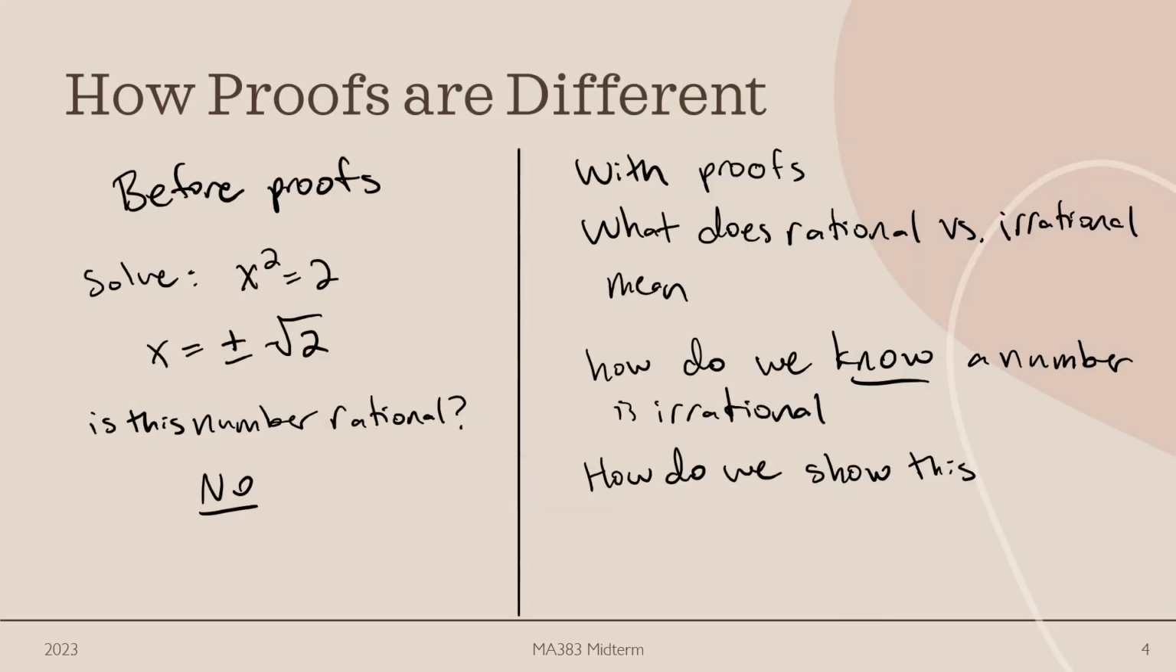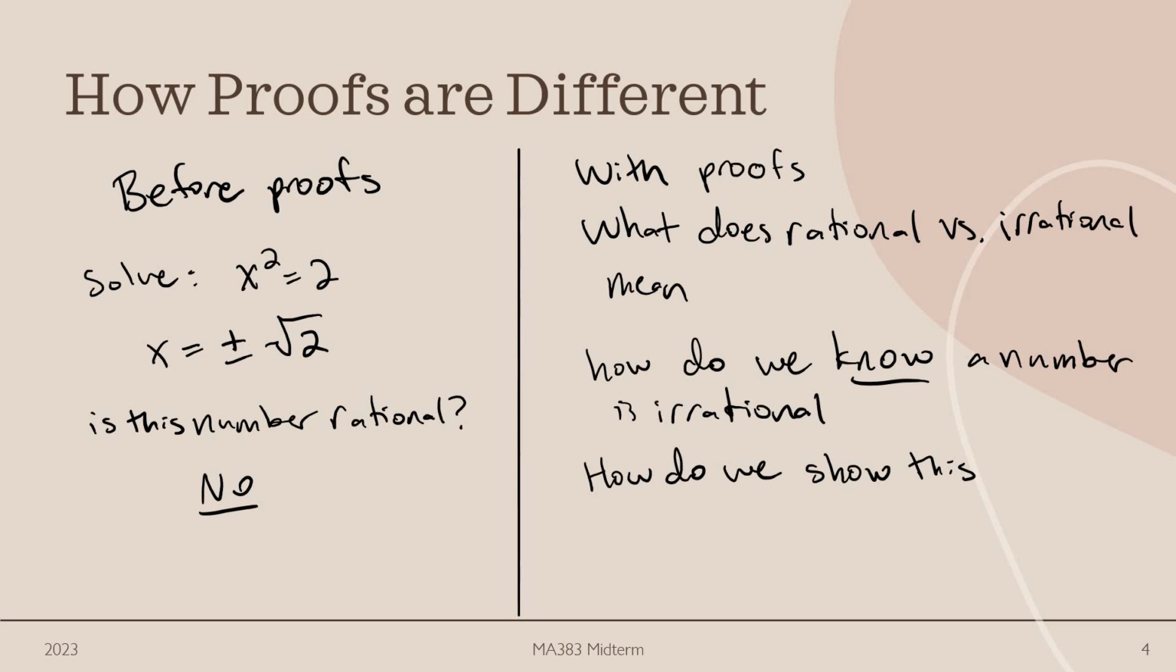So, as a continuation of how proofs are different, I will show you some examples of how my mindset was changed by proofs. For proofs, we have to solve x squared equals 2. Right? So we know x is going to be plus or minus the square root of 2. Now, they would ask, is this number rational? The answer is no, right? The square root of 2 is an irrational number.